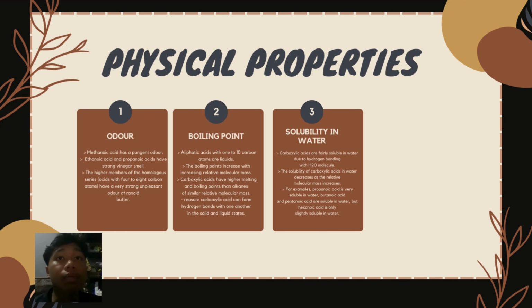Lastly, we have solubility in water. Carboxylic acids are fairly soluble in water due to hydrogen bonding with H2O molecules. Second, the solubility of carboxylic acid in water decreases as the relative molecular mass increases. For example, propanoic acid is very soluble in water. Butanoic acid and pentanoic acid are soluble in water, but hexanoic acid is only slightly soluble in water.